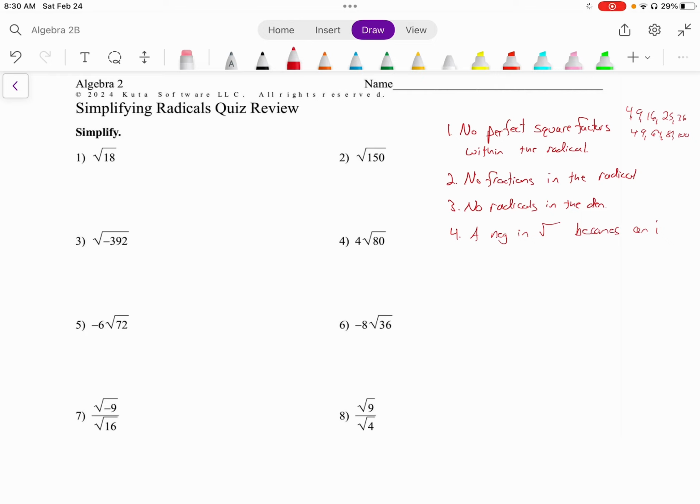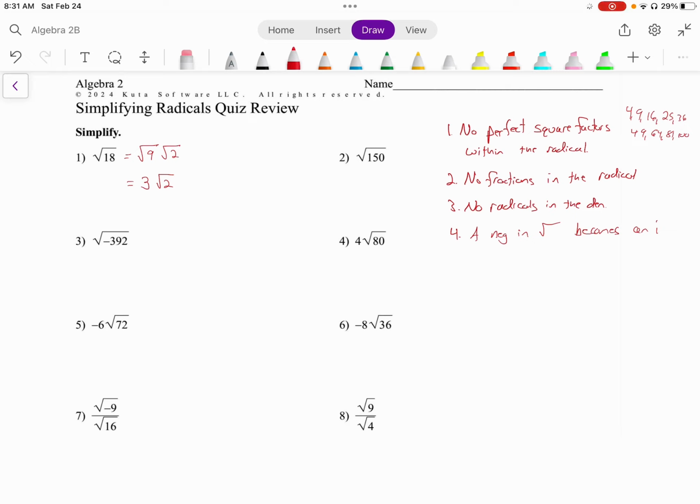So we know that 9 goes into 18. So what we do is we split this up into the square root of 9. And then 9 times what equals 18? So that's 2. And then the square root of 9 is 3. So when we take the square root, we don't put the square root sign anymore. The square root of 9 is 3. So we have 3 times the square root of 2.